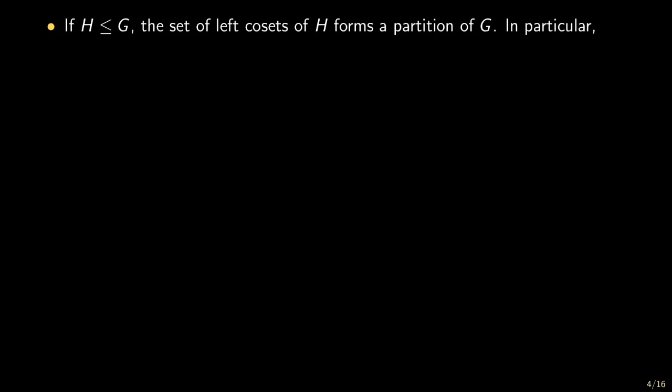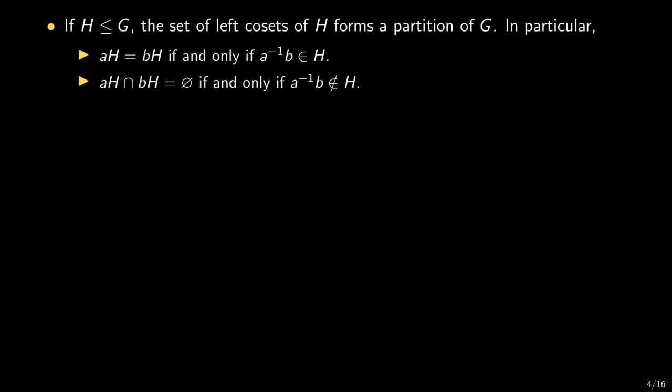So, in a partition, if two cells are not equal, they are actually disjoint, right? So, two left cosets are equal if and only if the elements containing them are related to one another, and by that we mean A inverse times B is in H. And if they are not related, then these cosets must be disjoint as a consequence of being a partition.